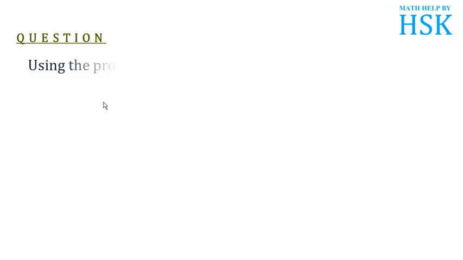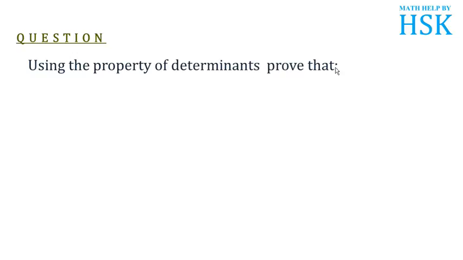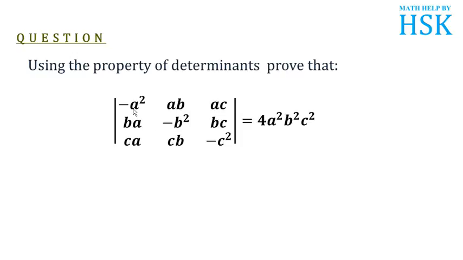The question is like this: using the properties of determinant, prove that the determinant is equal to 4 times a square, b square, c square. Okay, so in this question we have to use the property of determinant, right? One thing more which can be a point of confusion is that we have to prove this determinant equal to a certain value.